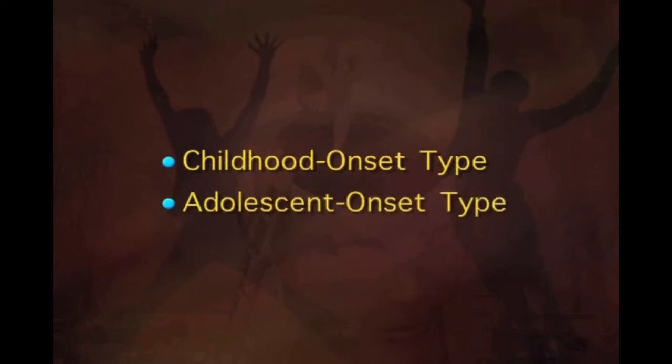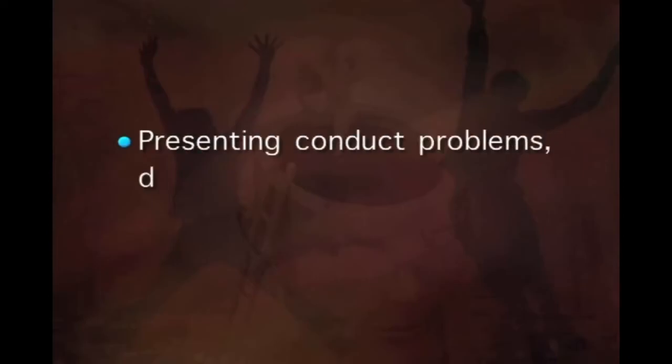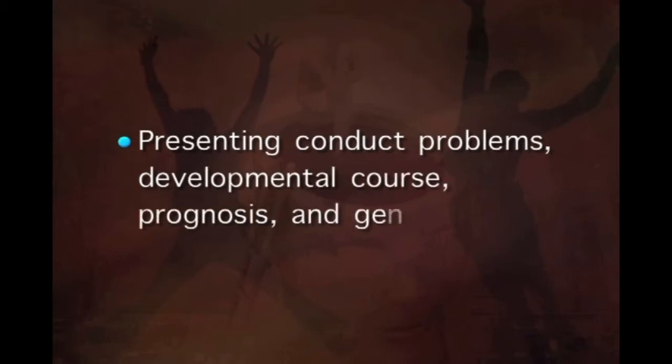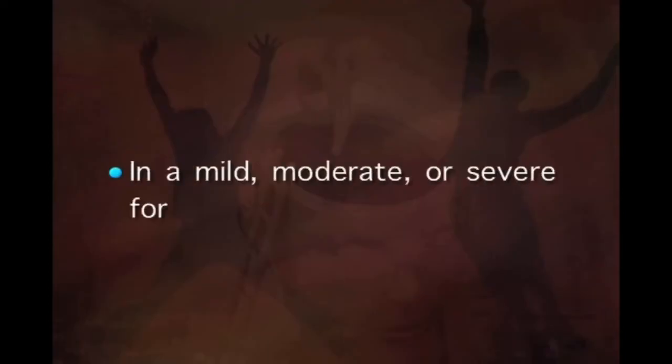There are two subtypes of conduct disorder which have been formulated based on the age at the onset of the disorder. One type is childhood onset type and the other is adolescent onset type. Both these types differ with regard to the characteristic nature of the presenting conduct problems, developmental course, prognosis and gender ratio. Both subtypes can occur in a mild, moderate or severe form.